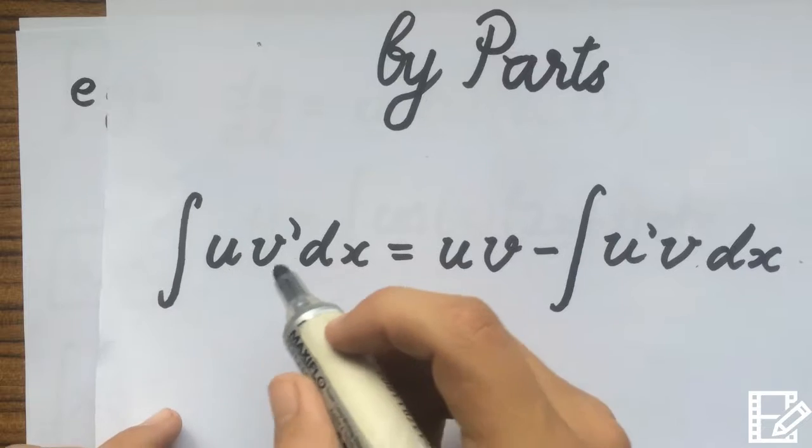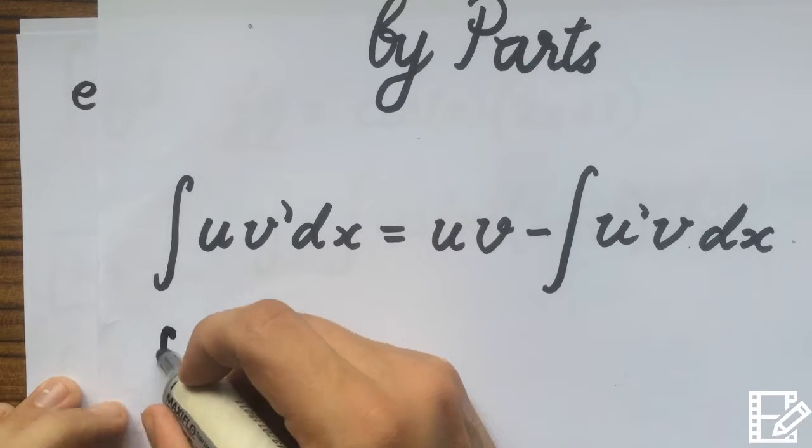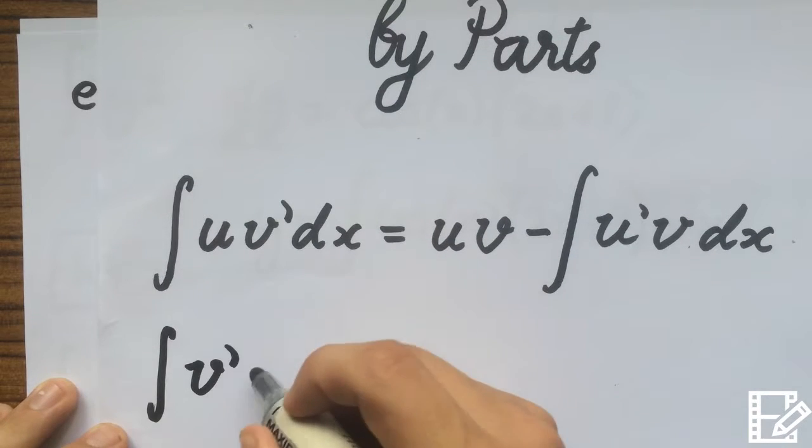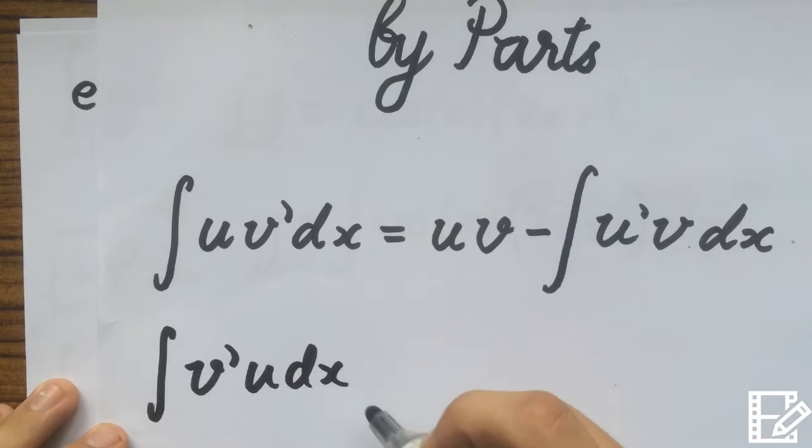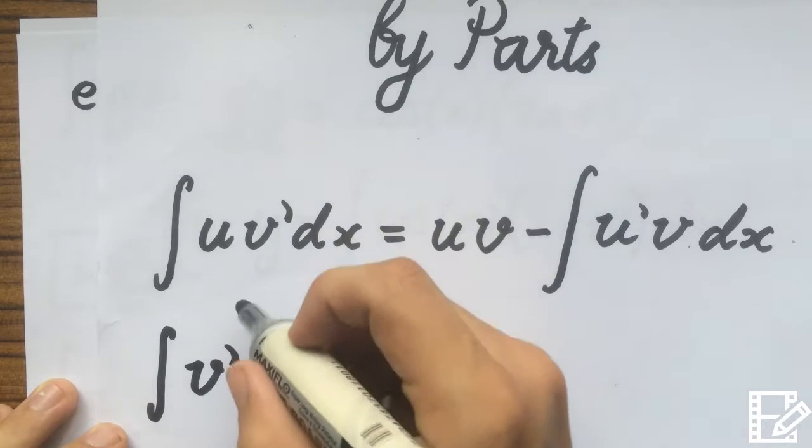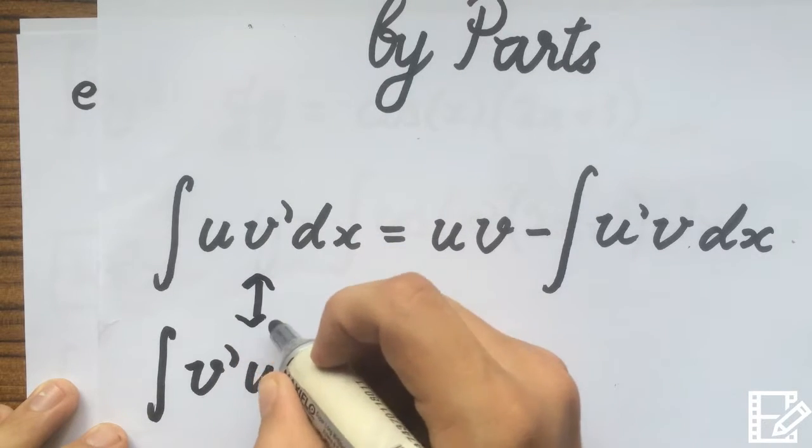Some people think that's the only way you can write it. If you wanted to, you could write it like v dash multiplied by u dx. It's still the same thing. They're exactly the same thing.